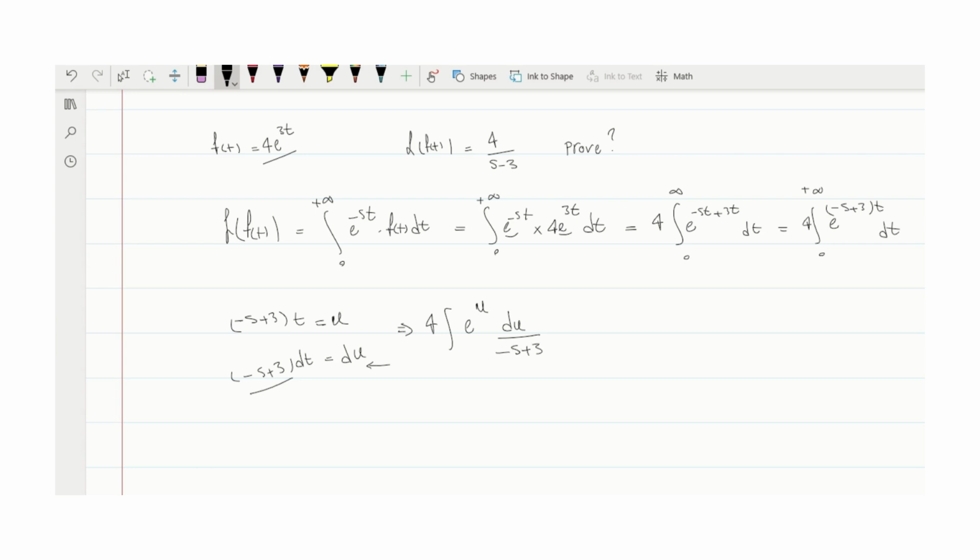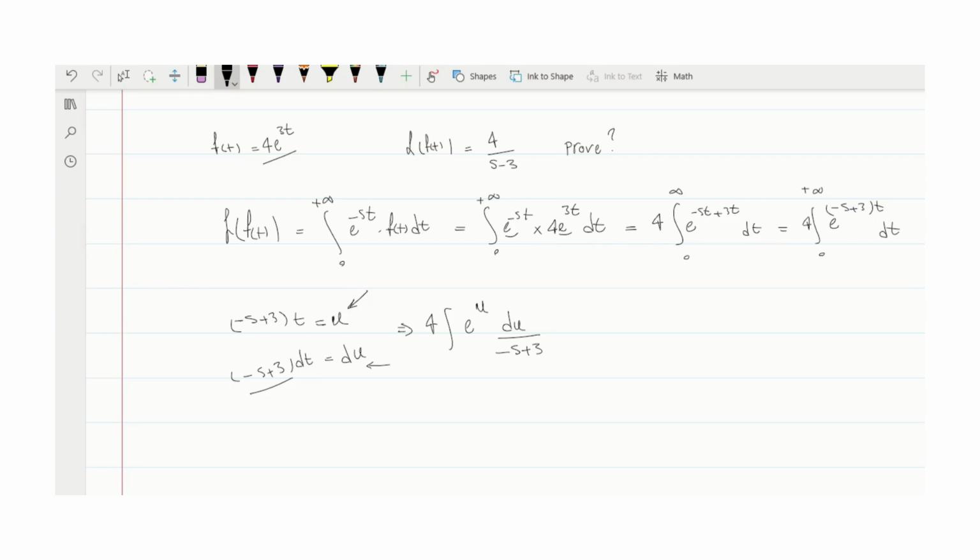Now we just have to calculate the boundaries again. We know that t itself is from 0 to plus infinity. We want to know now what is the boundary of u, right? So we're just going to substitute the values of t into this equation, because this equation is in terms of t, and we can get the boundaries for u as well.